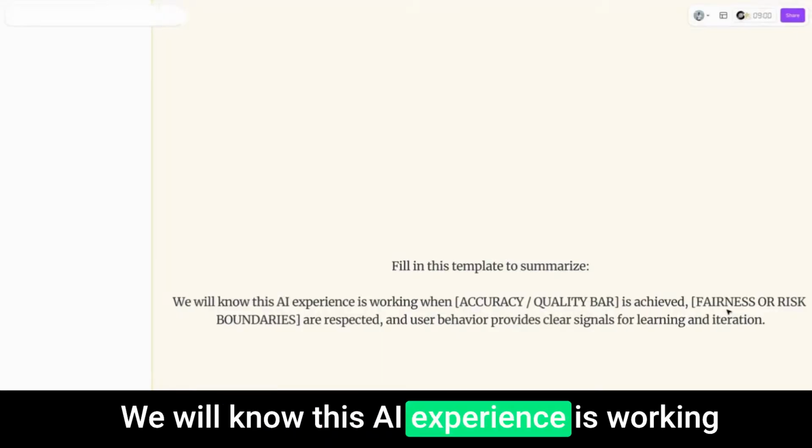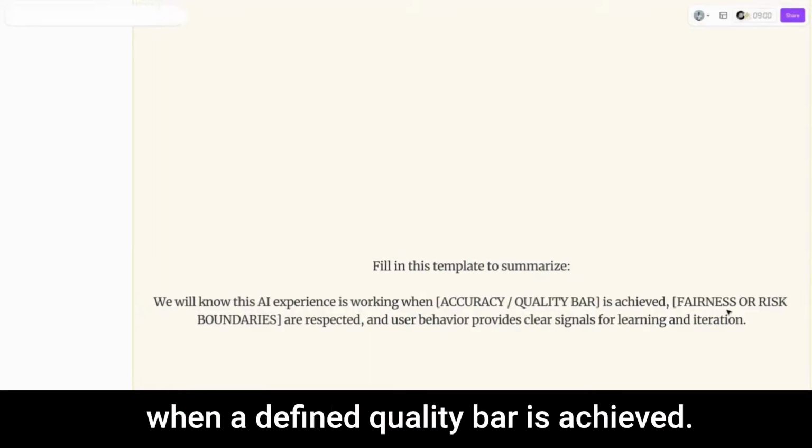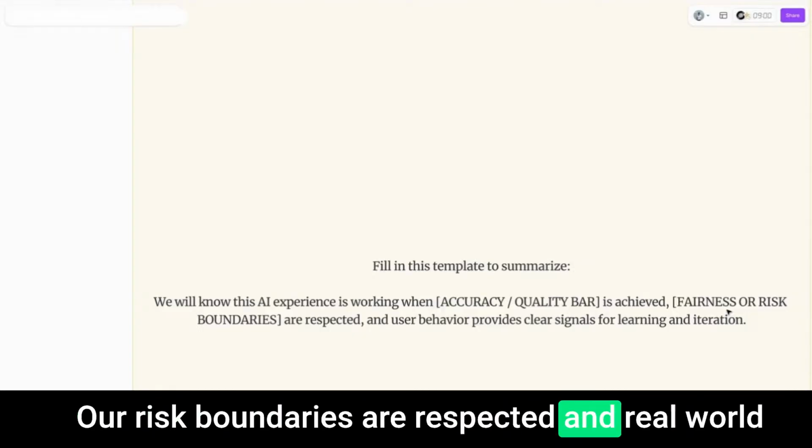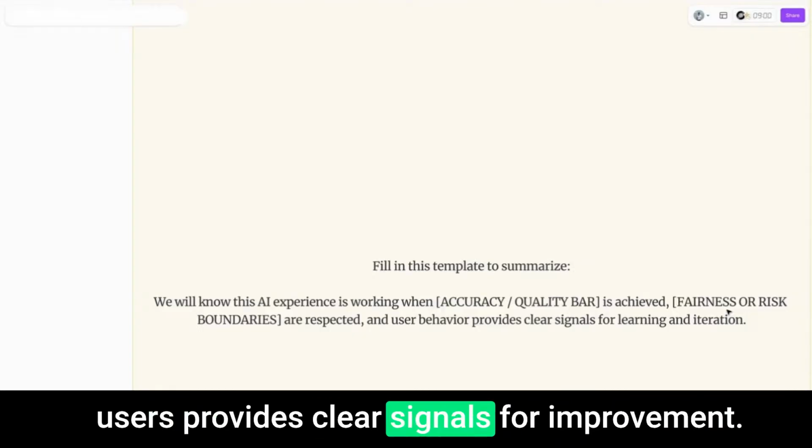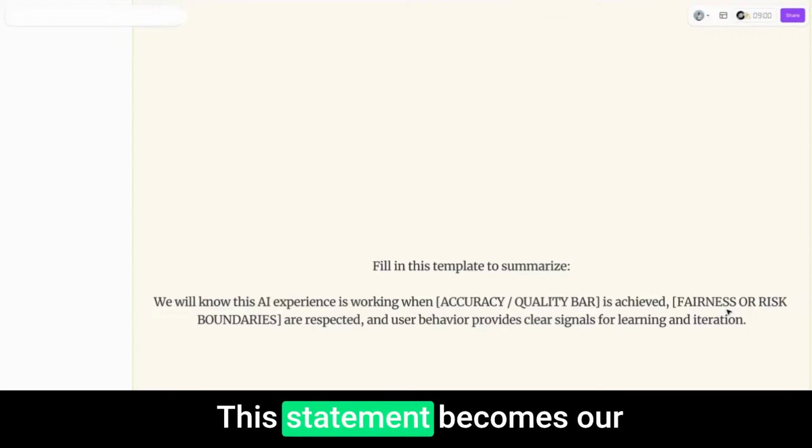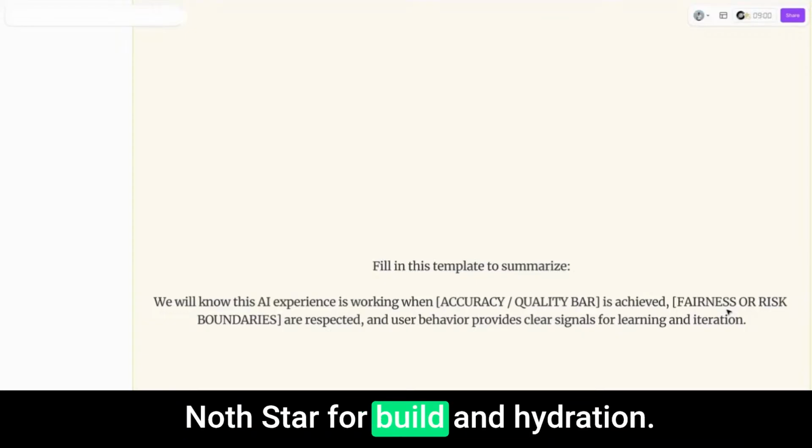We will know this AI experience is working when our defined quality bar is achieved, our risk boundaries are respected, and real world usage provides clear signals for improvement. This statement becomes our North Star for build and iteration.